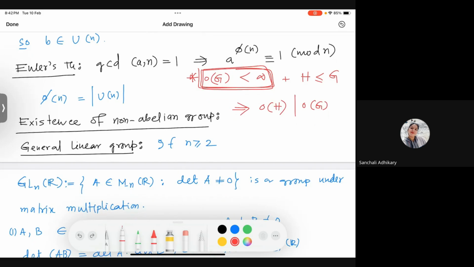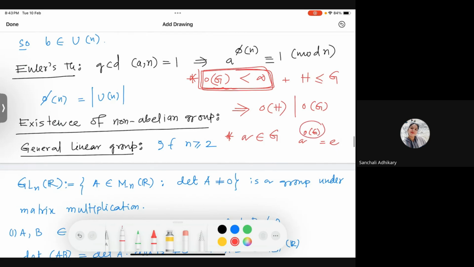And there is a corollary of Lagrange theorem. For a finite group, if a is an element of G, then a to the power order of G is the identity element. Okay, this is the corollary of Lagrange theorem: a to the power order of G is identity.